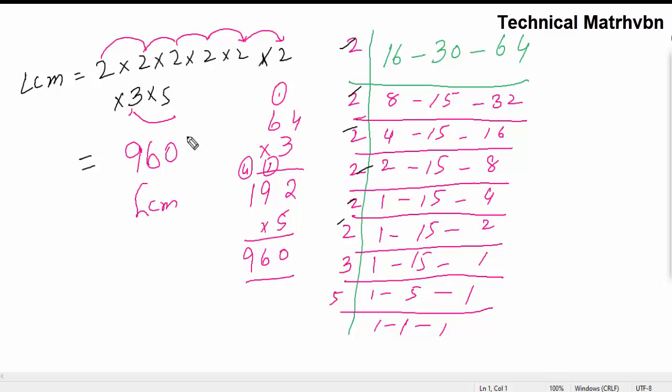So students, from the previous method and from this method, you can see the answer is 960. That is the LCM, the least common multiple, of 16, 30 and 64. It depends upon you: you can solve with any method. If they ask for prime factorization, then you have to follow the previous method. And if they ask to find the LCM of these numbers, you can also find it with this method. Very simple.